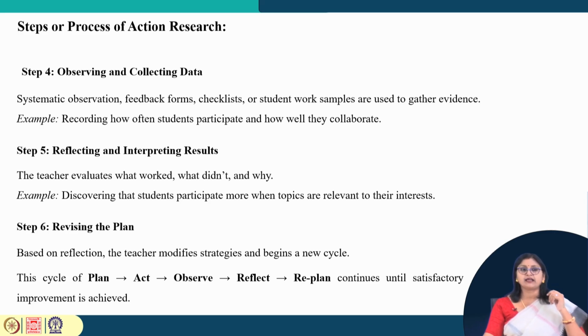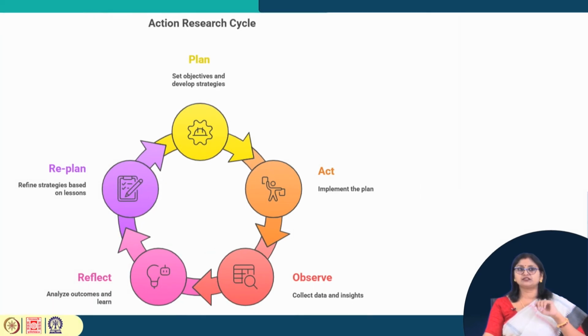The sixth step is revising the plan. Based on the reflections, the teacher modifies the teaching strategies and begins a new cycle. This cycle may be like plan, act, observe, reflect and replan. So, it continues until satisfactory improvement is achieved in the research. So, this is the research cycle of action research, where a teacher, an educational practitioner, can plan, act, observe, reflect and replan. This is the whole process.